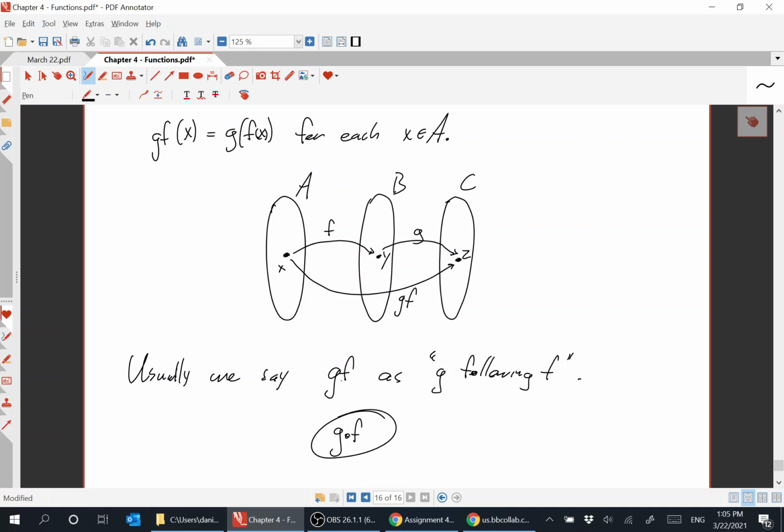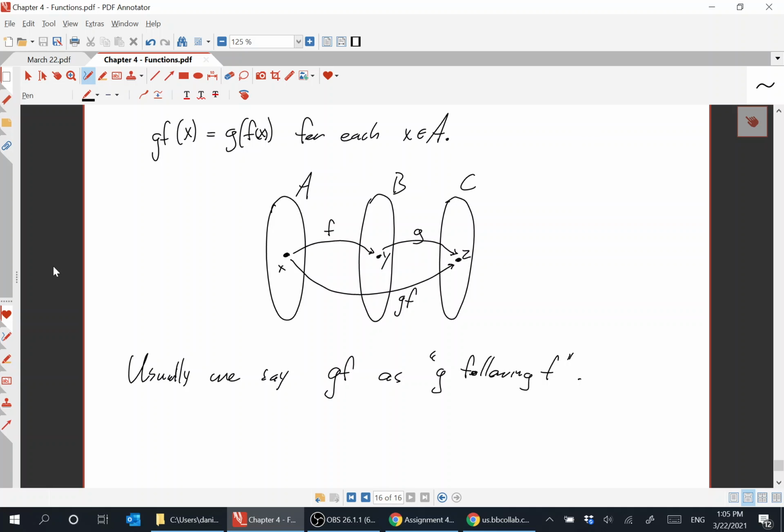People just write g and f like multiplication. It's not multiplication. It's composition. But they just write it like multiplication. There's a good reason for that. It's just more streamlined. That's the best reason, but there are other reasons besides that.